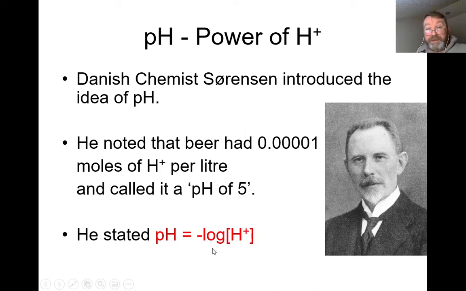Now, one of the first things that will be examinable in everything we've done so far is this formula. Not too worried about all the theory we've gone through so far. I do need to go through it with you in order to show you where we're getting this formula from and where we get the hydrogen ion concentration from.